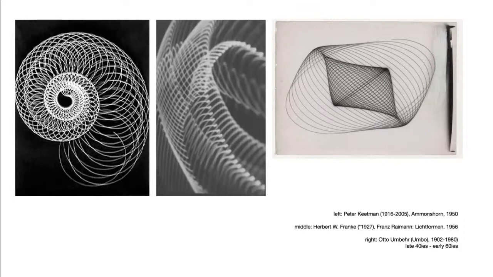And as we have seen, it's not that difficult if you make simple rhythmograms with a pendulum, a thread pendulum, it's easy. In Umbo's case, we don't know exactly from which year it is, because all his archive was burned somewhere in the past.